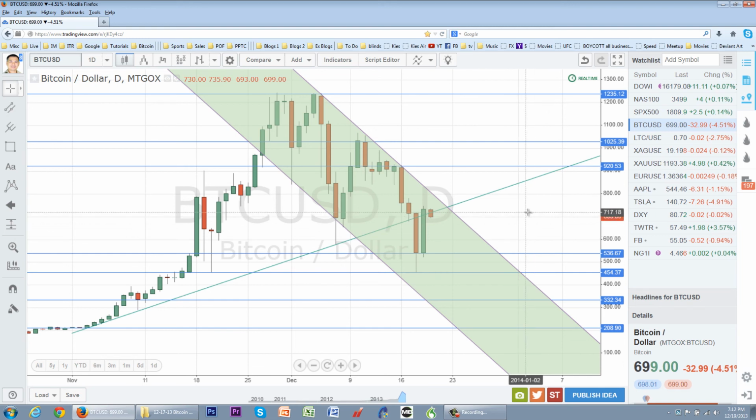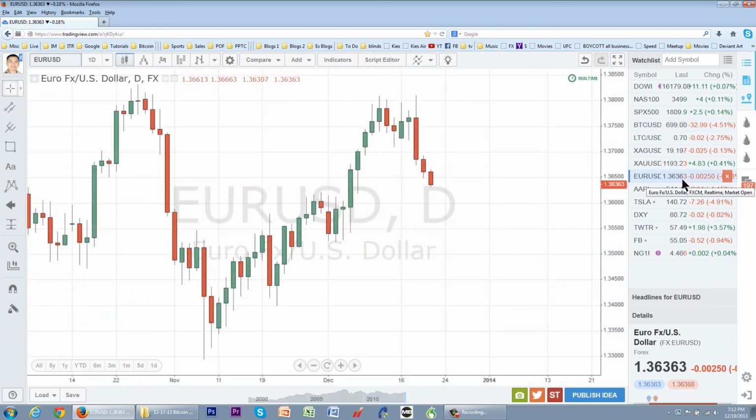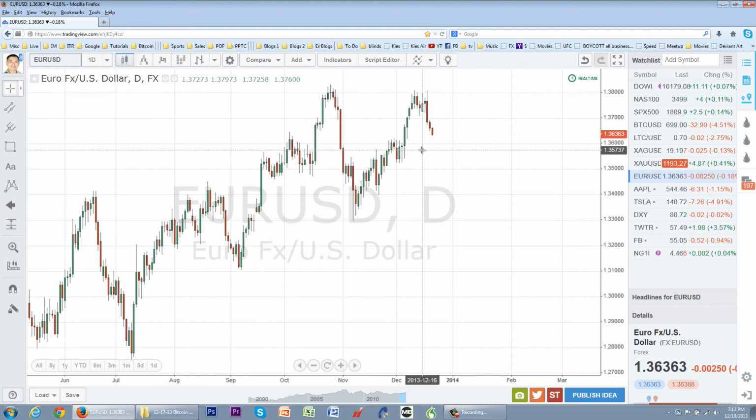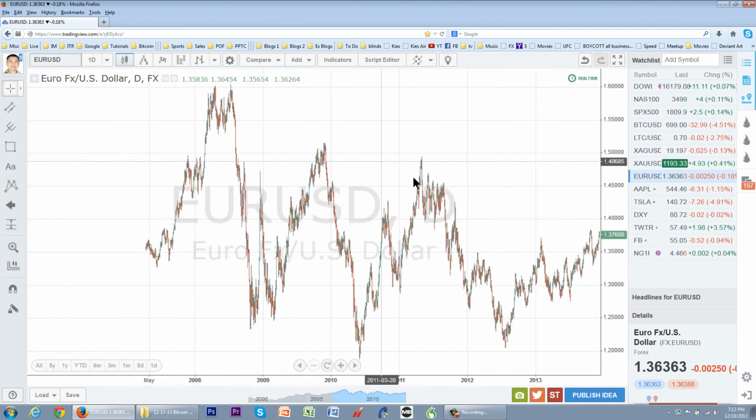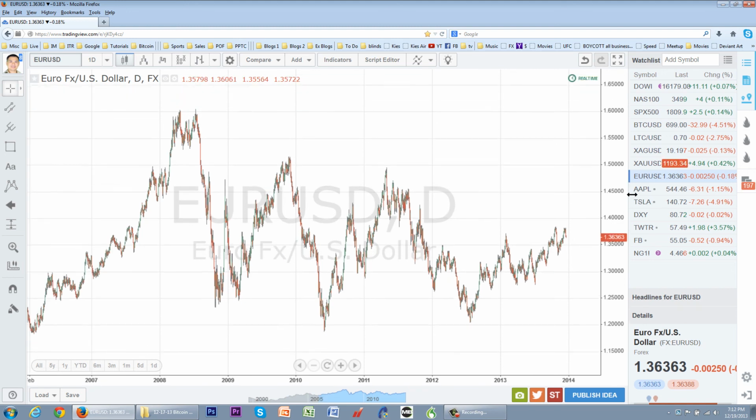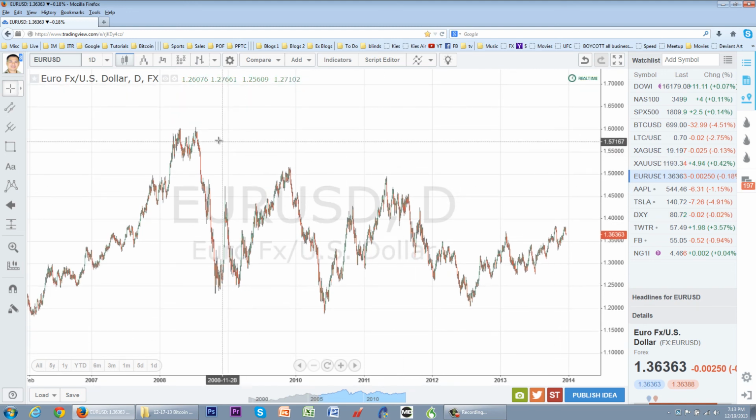Okay, so that's the analysis of Bitcoin. Let me go over here to some other currencies that I believe to be important here. The euro, let's switch over to the euro real quick here. Okay, and again, we're going to pull out to the daily chart, and we look at it, and the first thing we notice is that it's been going kind of like a slightly downward sideways motion.